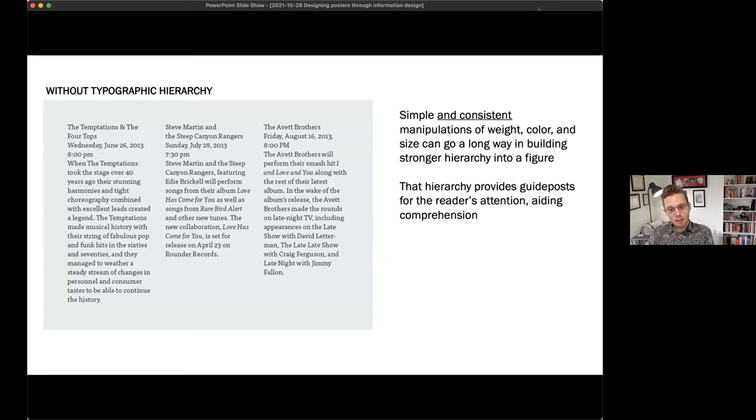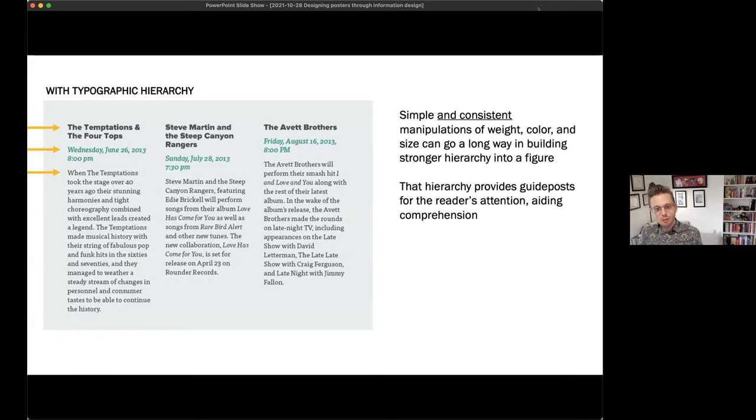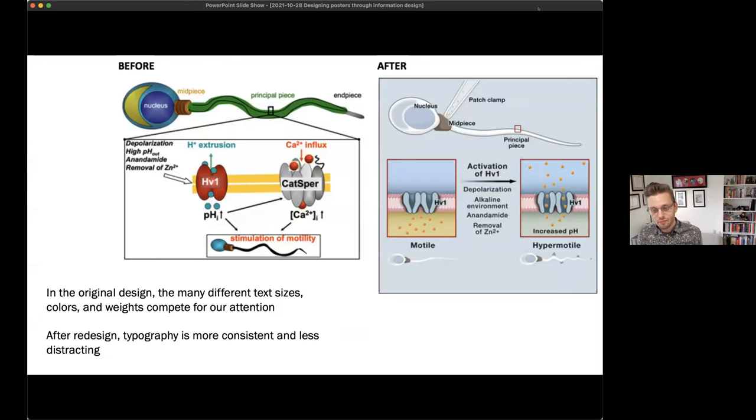So here's an example of a bunch of text that has no typographic hierarchy. Just by changing the weight of the headers, the italic style of the dates and times, and the spacing between sections, we've built into the design a very clear way of understanding, oh, this is the title of the event, this is the date and time, and here's the description. So again, very simple changes like this can go a really long way in improving the quality of design.